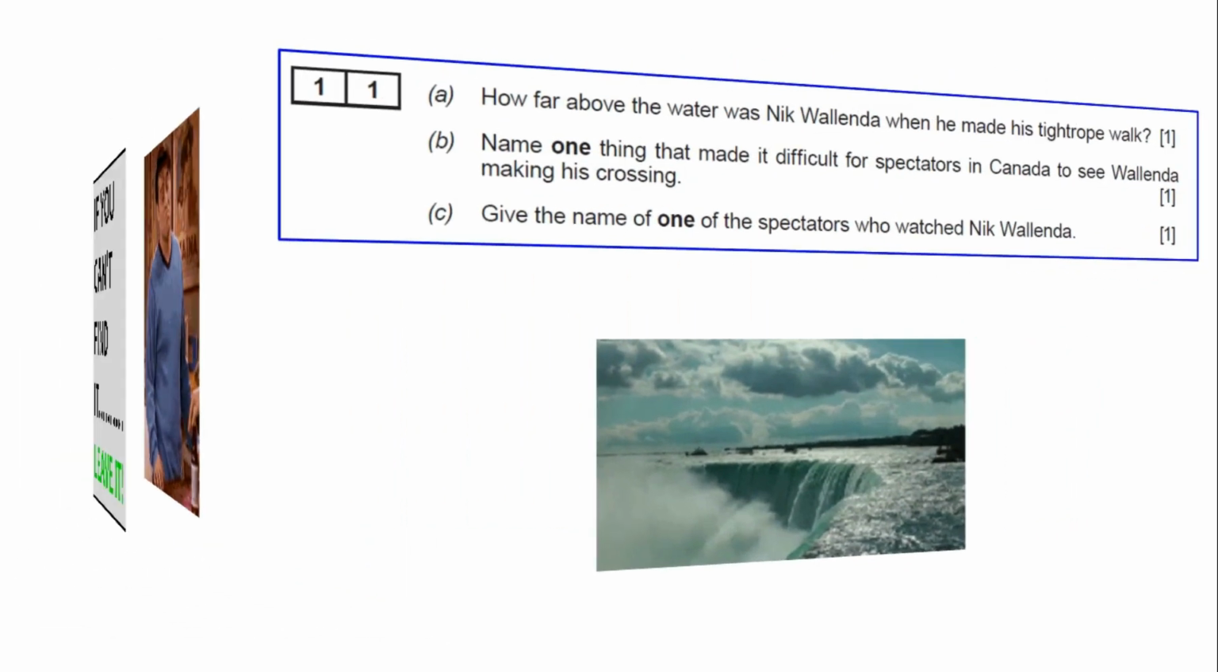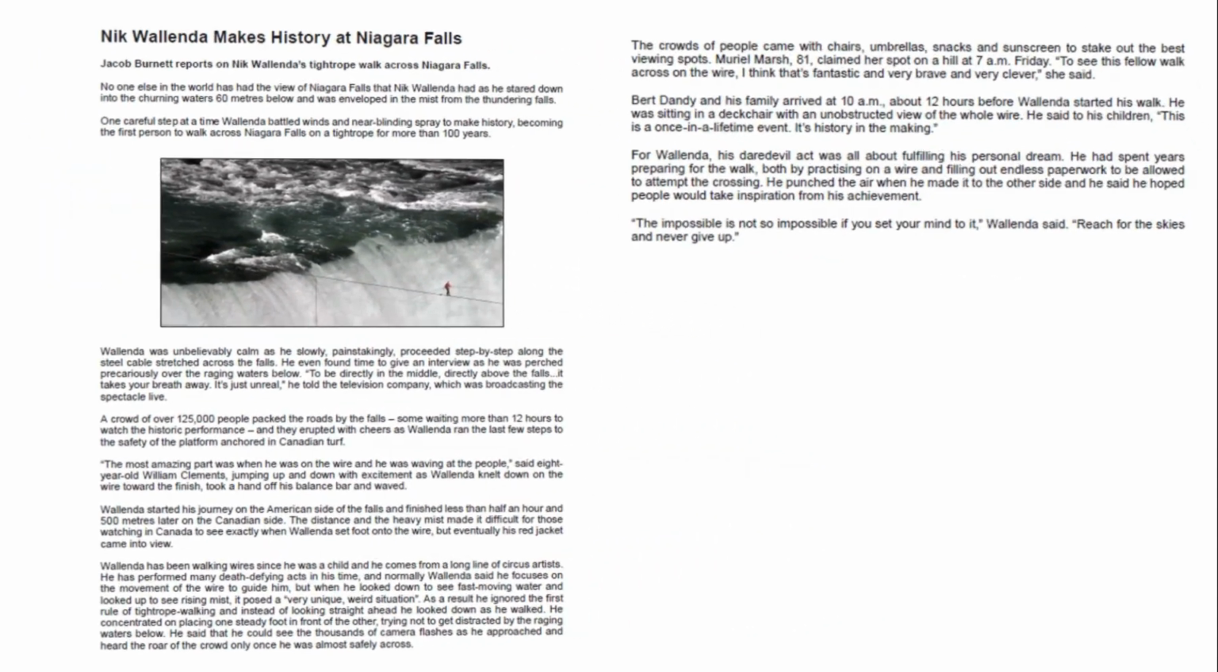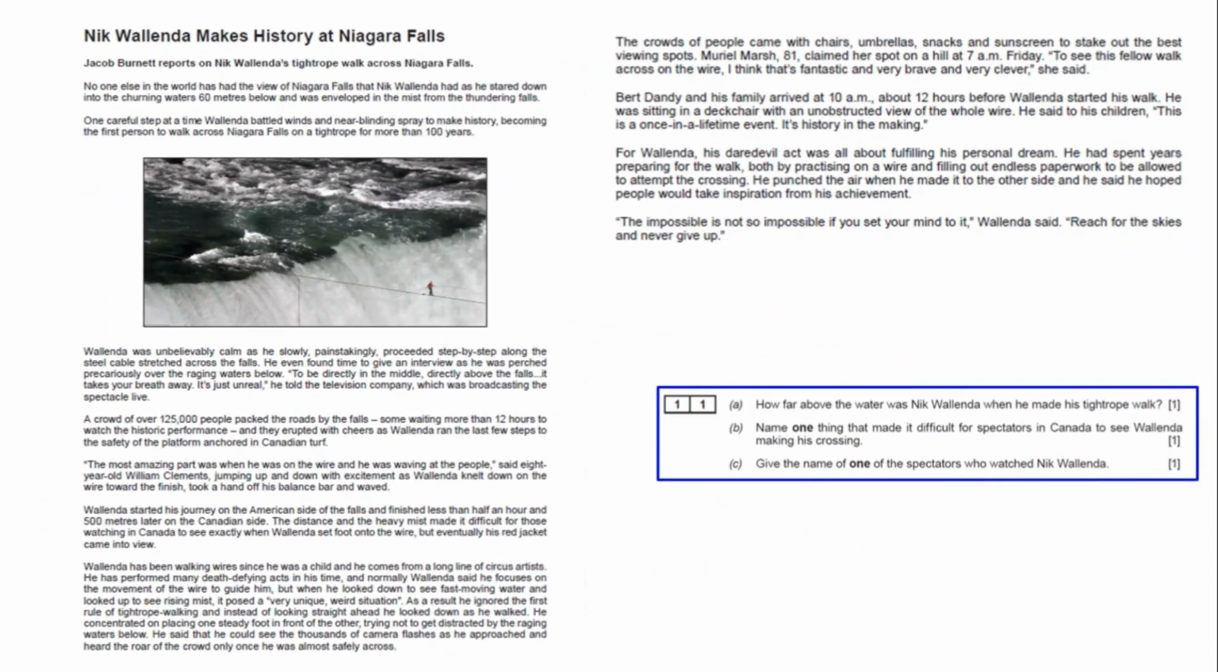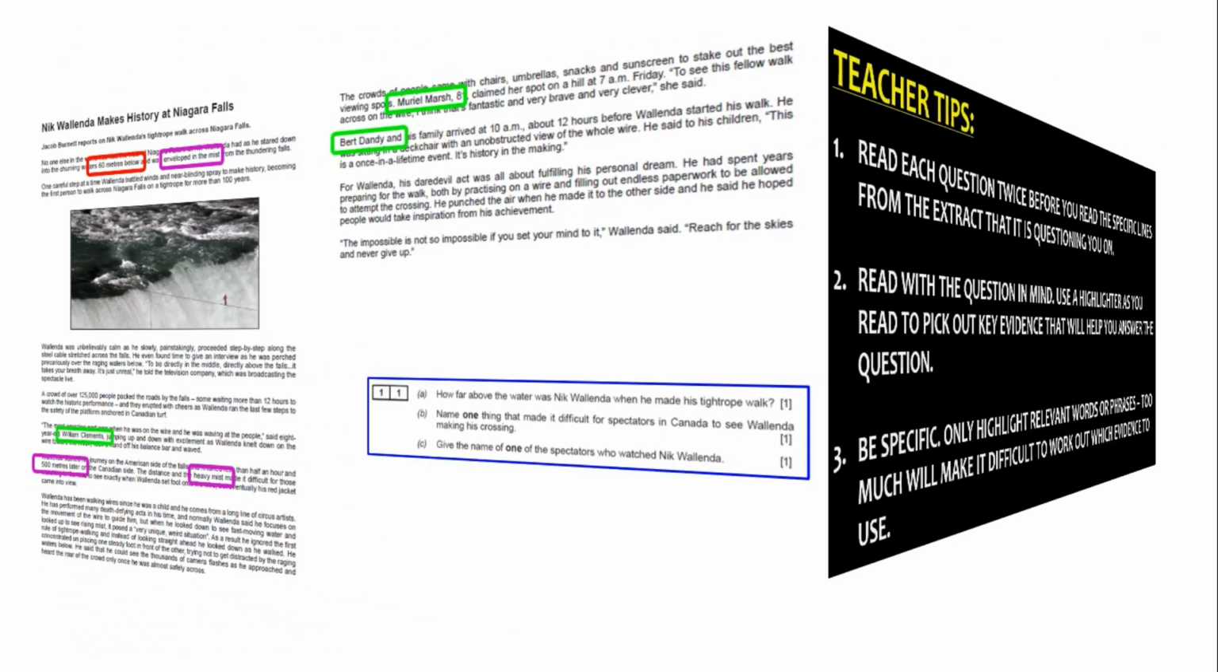Okay, so question 1, for example, how far above the water was Wallenda when he met his tightrope walk? We just got to find the information. So for example, 1A is there, 60 metres below, B is there, and then C is there. So like I say, there's no real trick question, you just got to find it. You're not talking about writer's techniques or anything, you just got to find the information. On a couple of the questions there might be a couple of things you can put. As long as you answer the question, then it's fine.